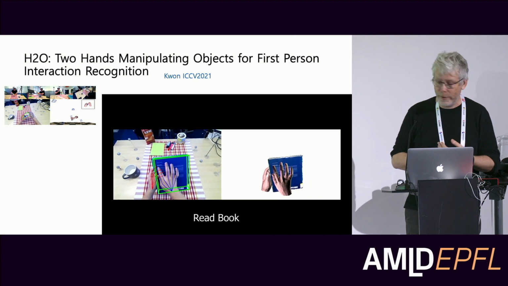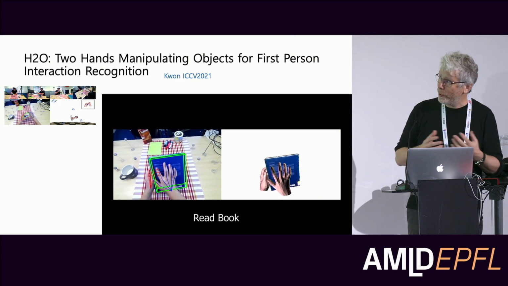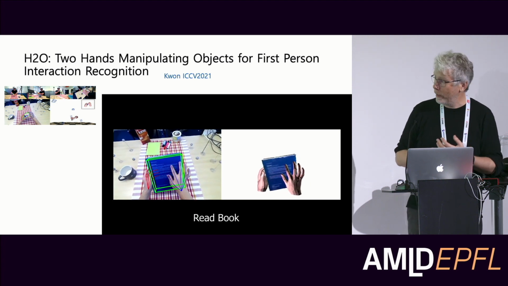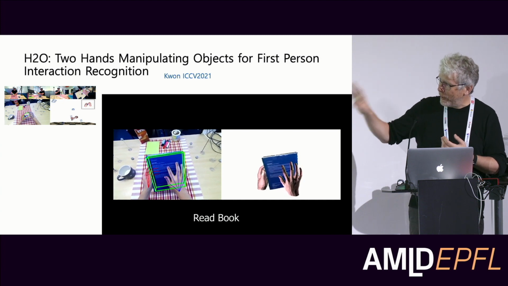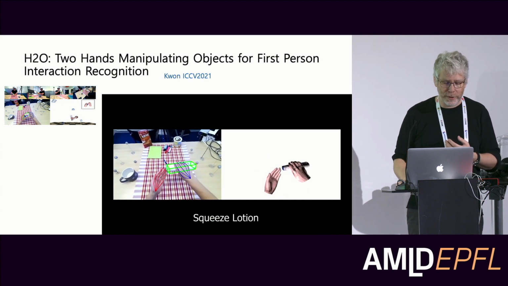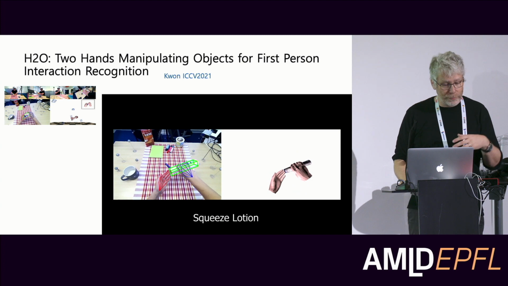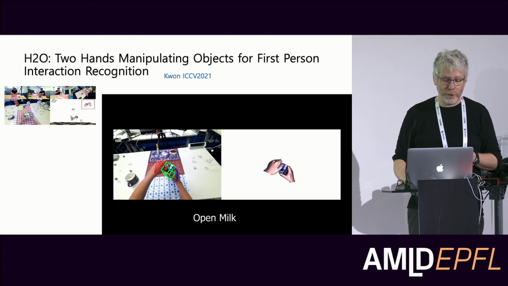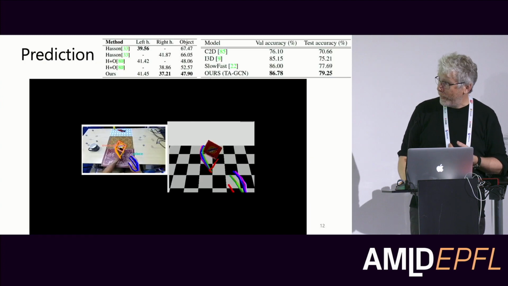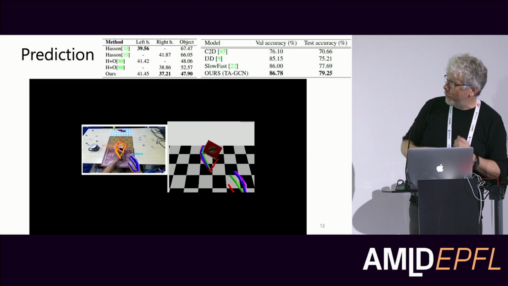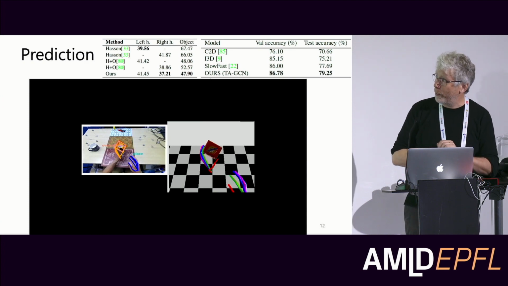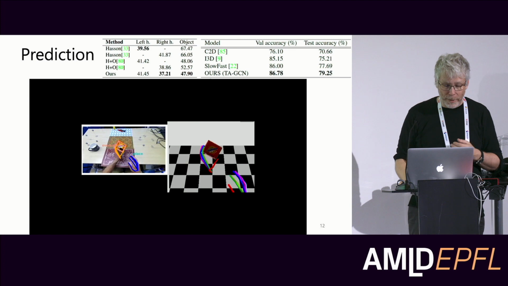Microsoft in collaboration. This is a data set, H2O, so two hands manipulating an object. So the data set and then some strong benchmarks in here where we've carefully captured all of these interactions with multiple 3D cameras. And then here you kind of see the performance of the method we proposed and some of the previous methods interpreting this.